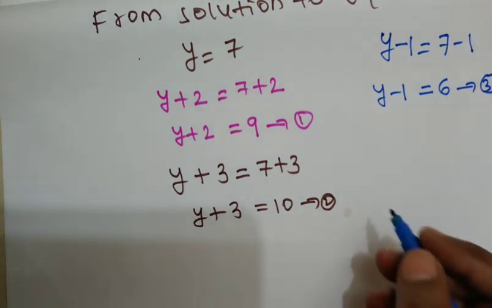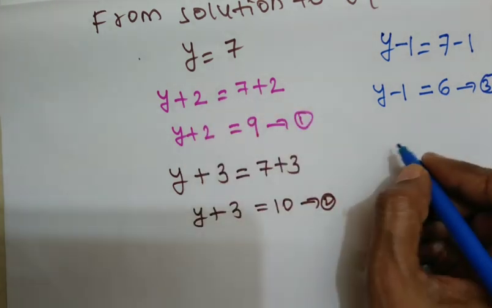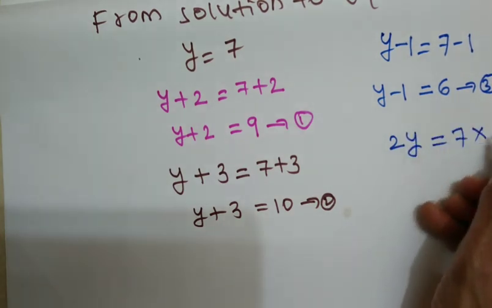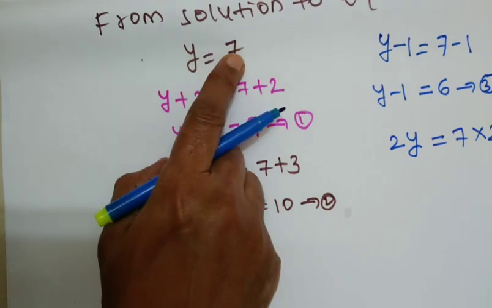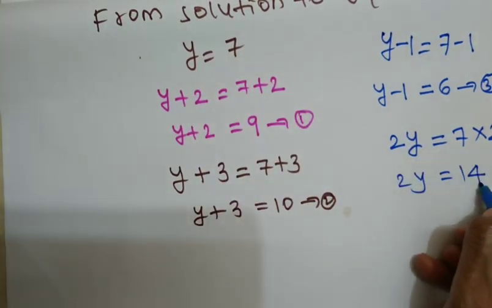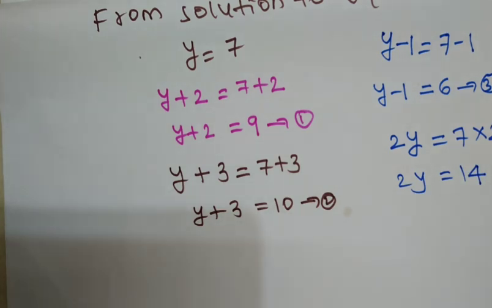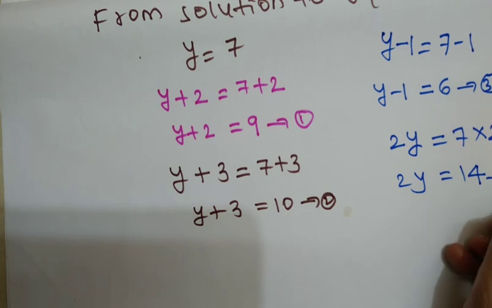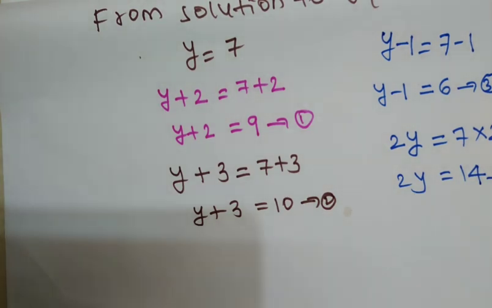Now similarly you can multiply. Let us multiply both sides by any number, say 2. When you multiply both sides by 2, that is 7 into 2, then what are you getting? 2y is equal to 14, isn't it? So 2y equal to 14 is one more equation, the fourth equation. Like that we can find so many equations.